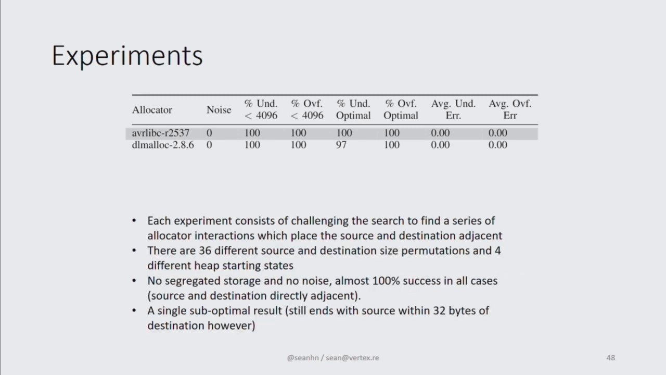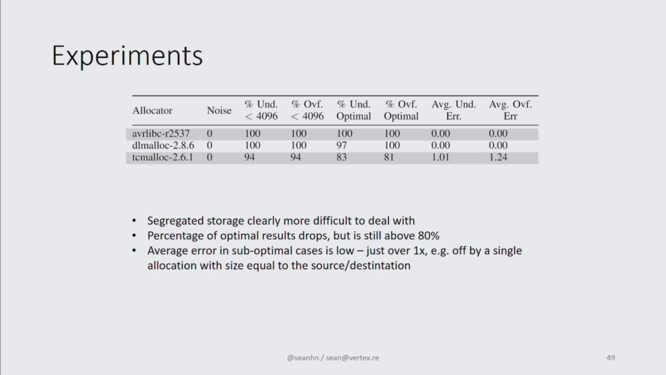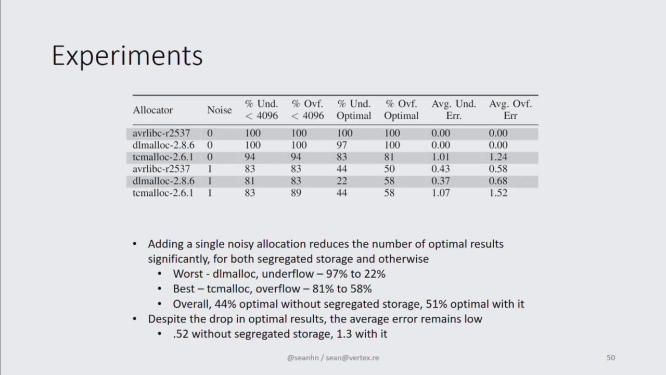We then add tcmalloc. tcmalloc is a segregated storage-based allocator, and what you can see is, even with no noise, first of all, we get a drop in the number of optimal solutions achieved. So we can see, obviously, that segregated storage has this impact. Then once we add noise, we get a drop from previously, say, dlmalloc, where we were solving 97% of the instances, down to 22 in this case.